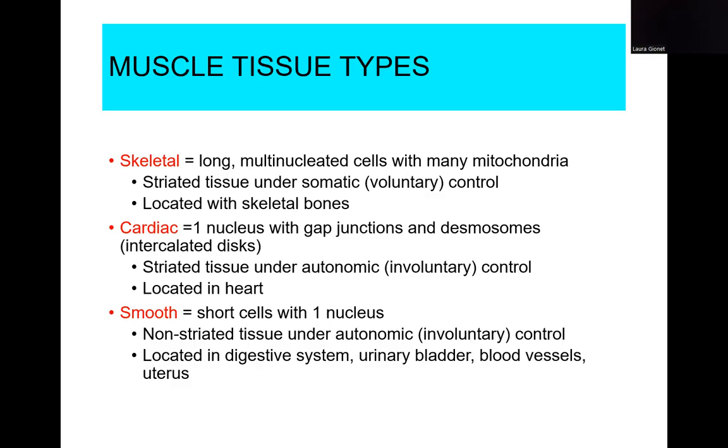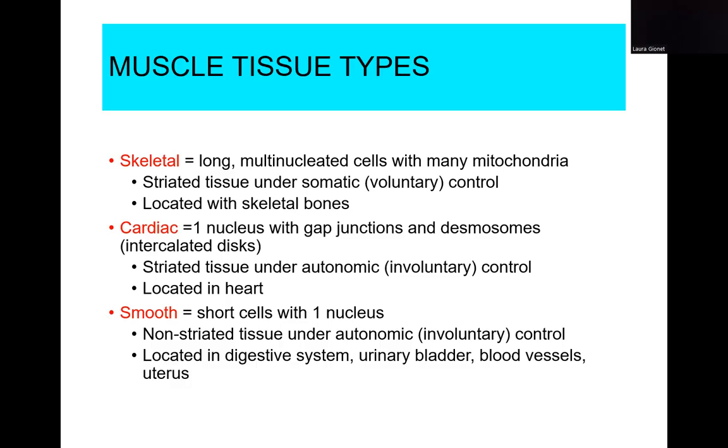Right, cardiac muscle has one nucleus with gap junctions and desmosomes. These are located at what's called intercalated discs. This is unique for cardiac muscle. It too has a striated tissue appearance, but is under the autonomic nervous system control, so it's involuntary, and it's found in one location, the heart.